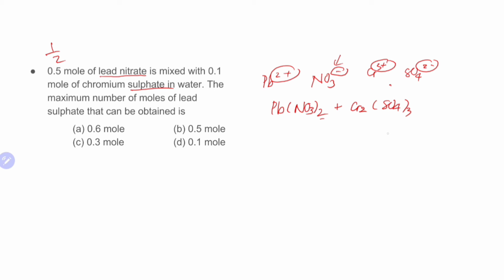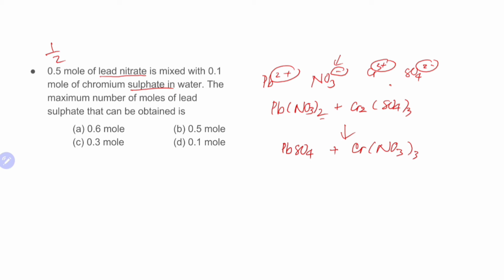Then this will react to produce, by double decomposition, PbSO4, because Pb2+ and SO4 2−, so the formula is just PbSO4, plus Cr(NO3)3. Why times 3? Because NO3 is −1 and Cr is +3. So we get Cr(NO3)3.